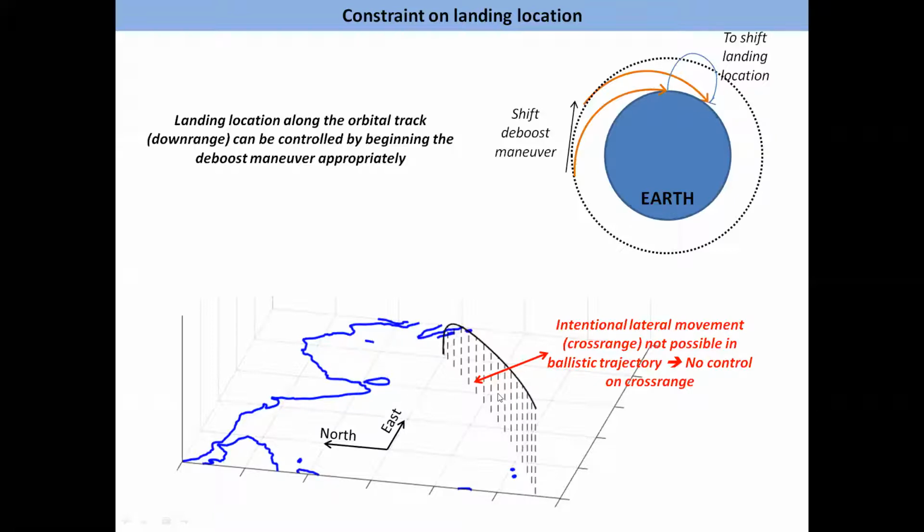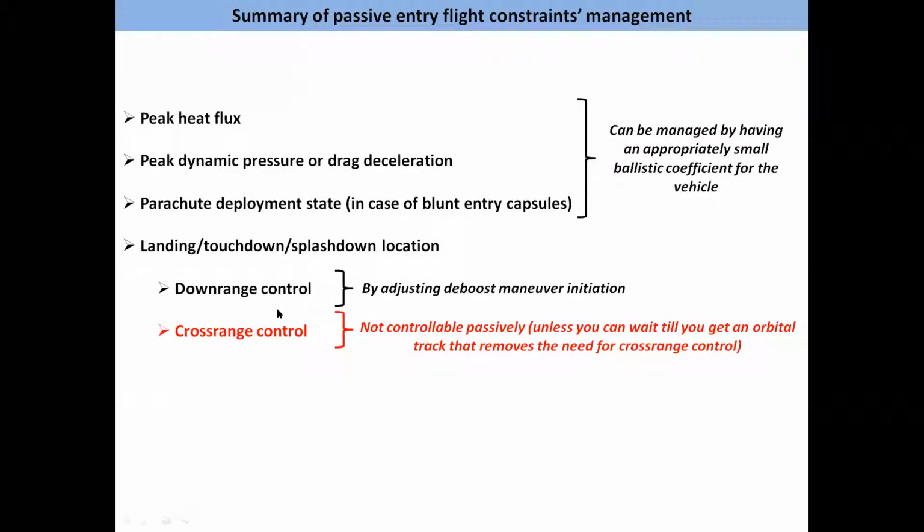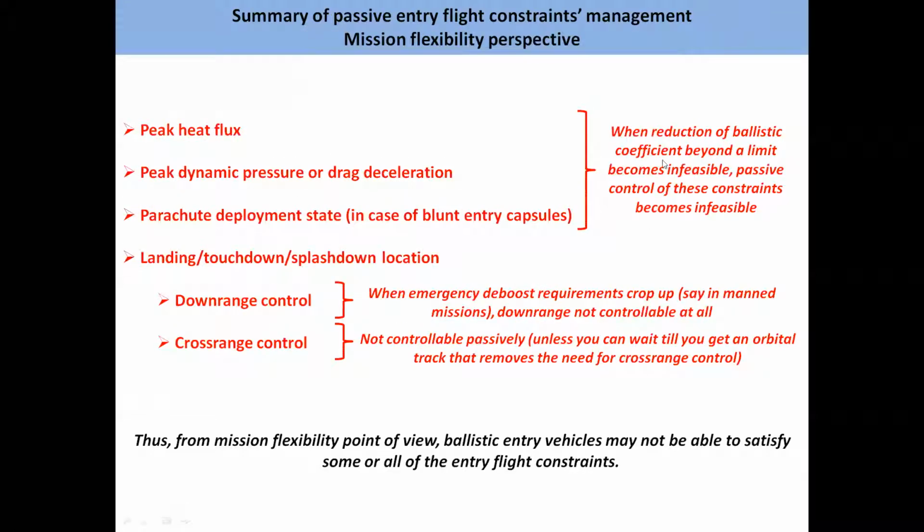But if you want to land at a point that does not lie directly below your orbital track, that is, when you want a cross-range maneuver, with a ballistic vehicle you cannot have any cross-range maneuvers. So therein lies the problem. If you look at the summary of the passive entry flight constraints management, almost all constraints can be managed through passive means by designing the vehicle appropriately, but no cross-range control is possible. But further, there can be situations where reduction of ballistic coefficient beyond a limit becomes infeasible.